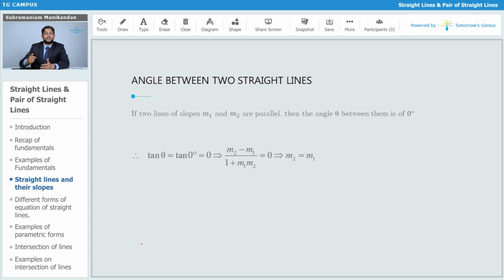That is, the slopes of two lines which are parallel to each other are equal to each other. In a similar manner, if the two lines are perpendicular to each other, then m2 minus m1 divided by 1 plus m1 m2 equals tan of pi by 2, because the lines are perpendicular to each other.